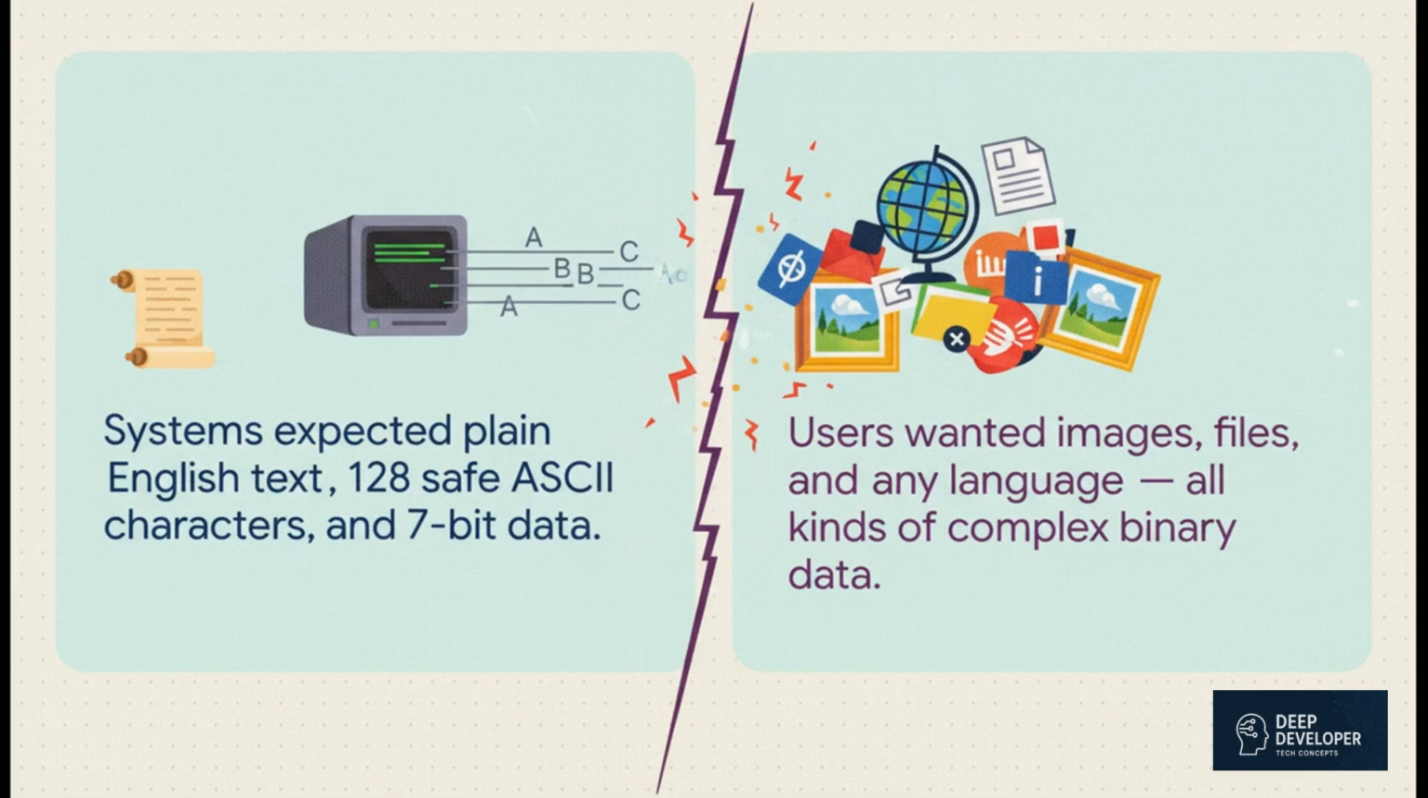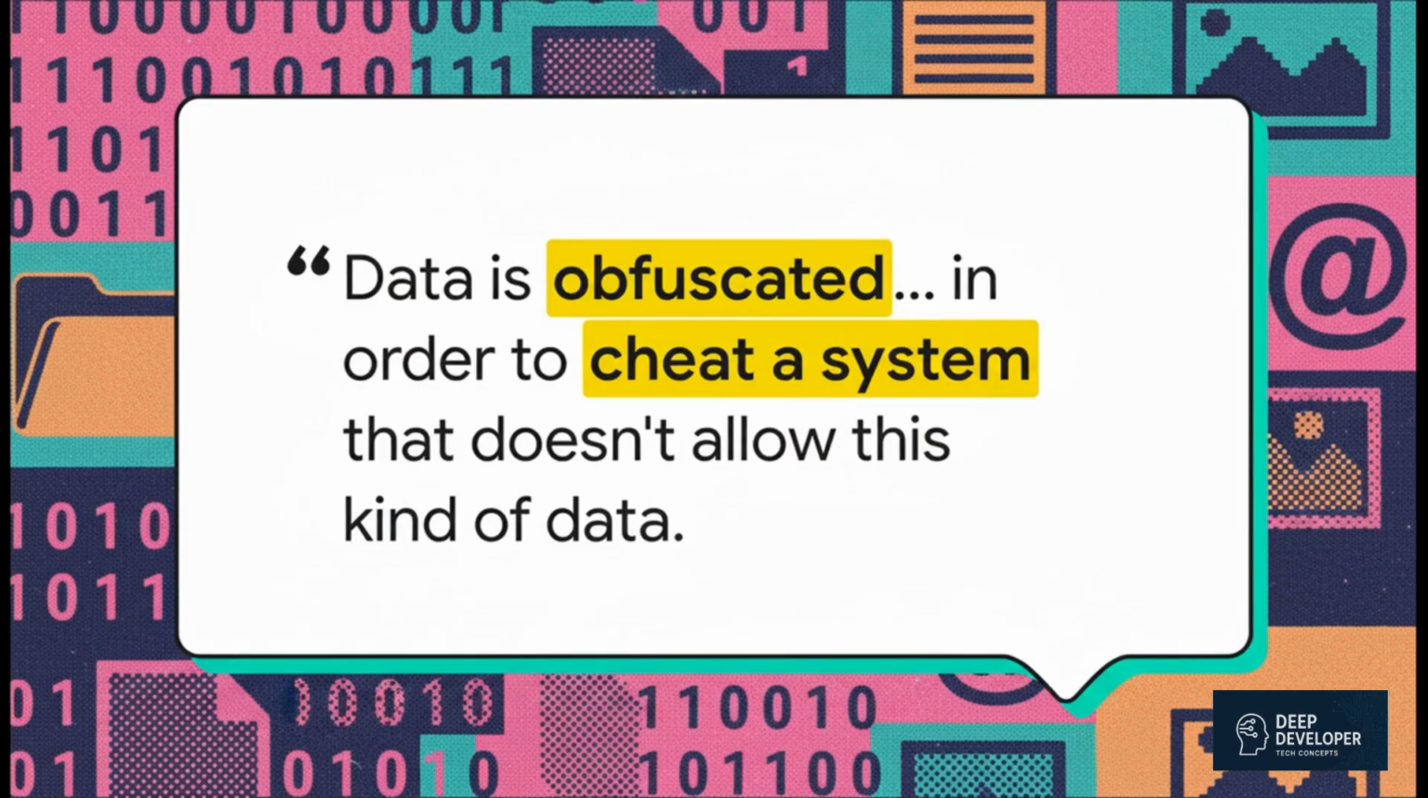And this slide just lays out that conflict perfectly, doesn't it? On the left, you've got what the system expected. Plain English. This tiny little set of 128 safe characters, all chopped up into 7-bit pieces. And on the right, you have us, wanting to send images, videos, any language, any file type. The two were just fundamentally incompatible. I absolutely love this quote from Sergey Bachinin. He calls it contraband, and that's exactly what it is. The data has to be disguised or obfuscated to basically cheat the system, to sneak past these old gatekeepers that weren't built for it. It's a hack, for sure, but a really clever and necessary one.